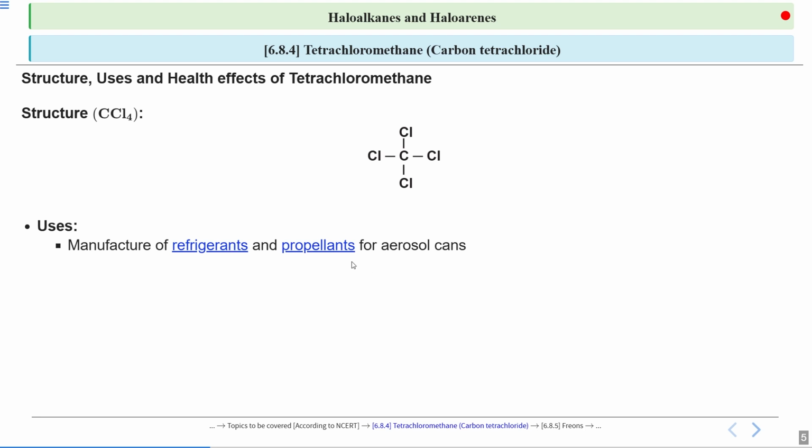And the propellants are basically fuel that causes something to move forward. For the aerosol cans, aerosols are the small particles suspended in the atmosphere. So tetrachloromethane is used to manufacture refrigerants and propellants for aerosol cans. It is also used as feedstock in the synthesis of chlorofluorocarbons, CFCs, and other chemicals.